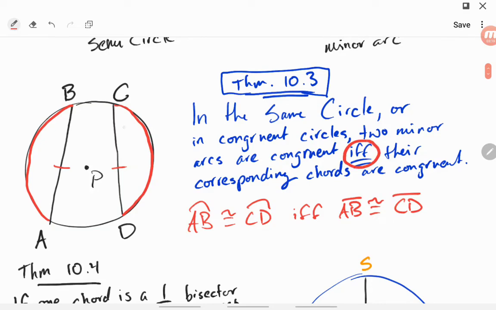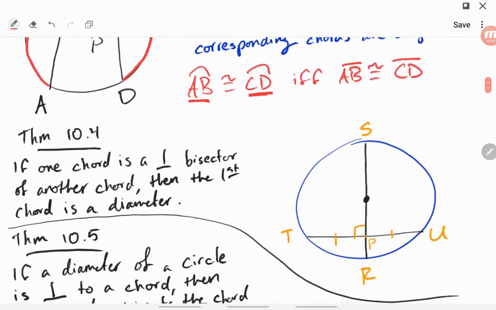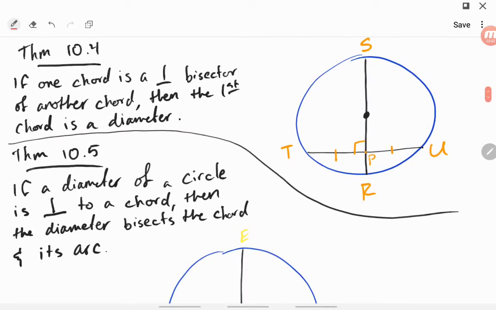So looking at this circle over here, we know that arc AB is congruent to arc CD if and only if segment AB, that chord, is congruent to segment CD. So that is Theorem 10.3. And there's a proof on page 670 of our textbook if you want to follow along with that. We are not going to have to do that proof. All you need to know is, if I've got two arcs, how can I show that they are congruent? Well, show they're congruent by finding the lengths of those chords. Move on to Theorem 10.4.